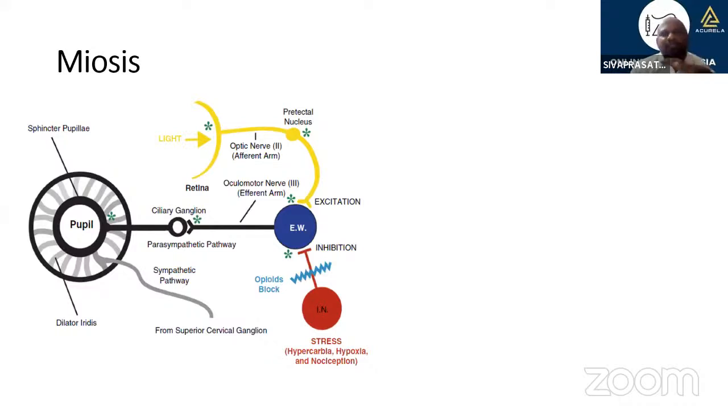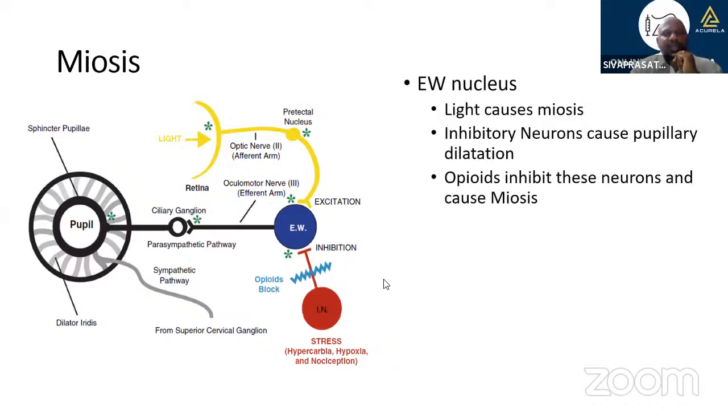It's a common feature to all this. Miosis and constipation will always occur in all these patients. So coming to miosis, here we have the Edinger-Westphal nucleus in the midbrain, and this nucleus has an afferent part from the light and the inhibitory neurons, and the efferent pathway goes through parasympathetic nerves in the ciliary ganglion, and it will innervate the sphincter pupillae. So light causes miosis. If the light activates the Edinger-Westphal nucleus, it will cause constriction of the pupil.